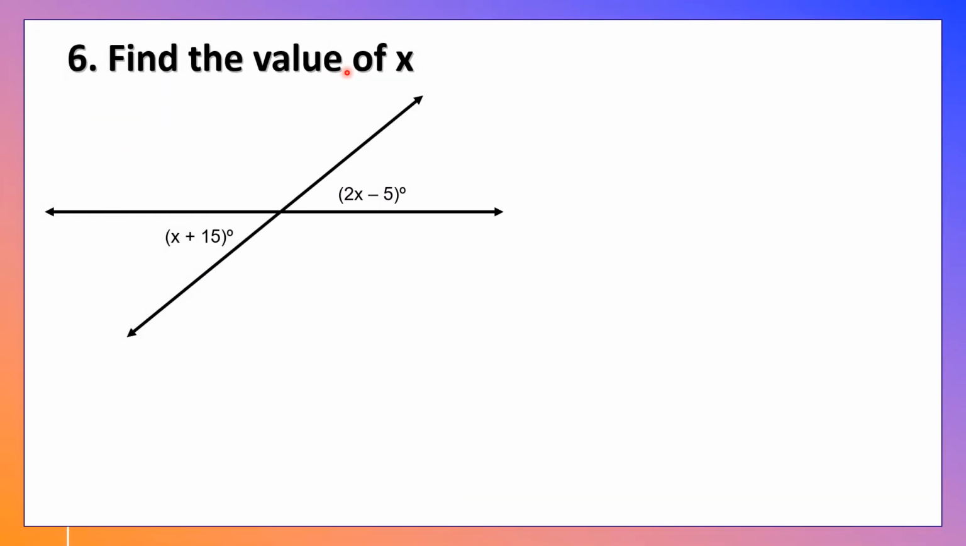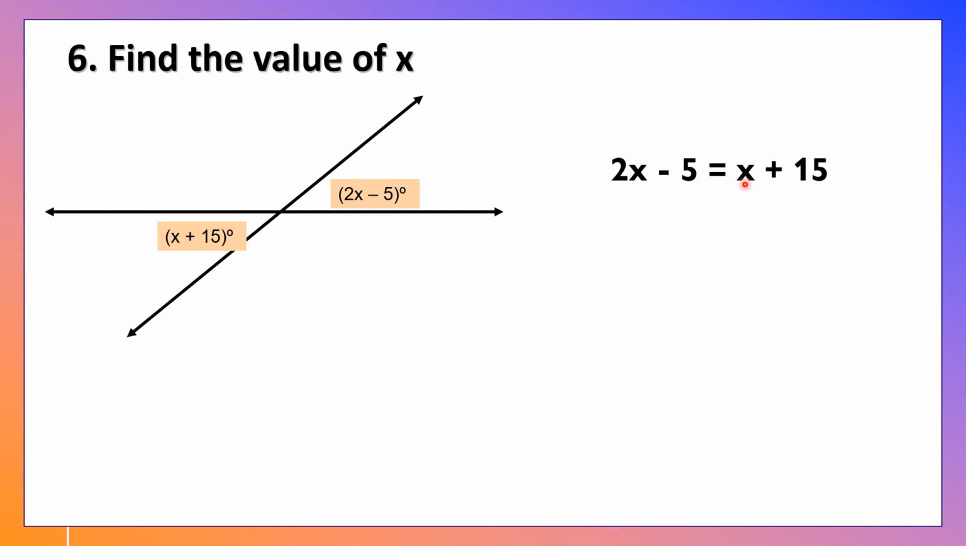Number 6, find the value of x. So these two angles are vertical angles. So since vertical angles yan, that means they are congruent. So equal yung measurement nila. So we have now 2x minus 5 is equal to x plus 15.